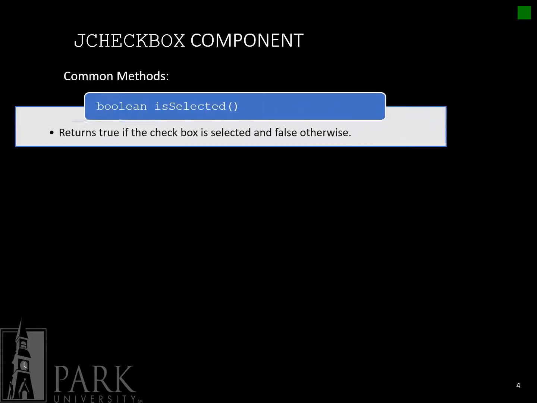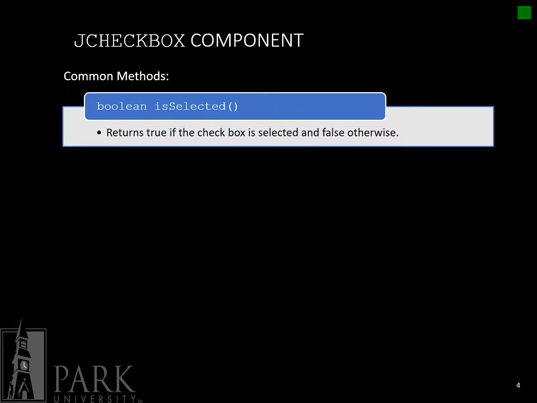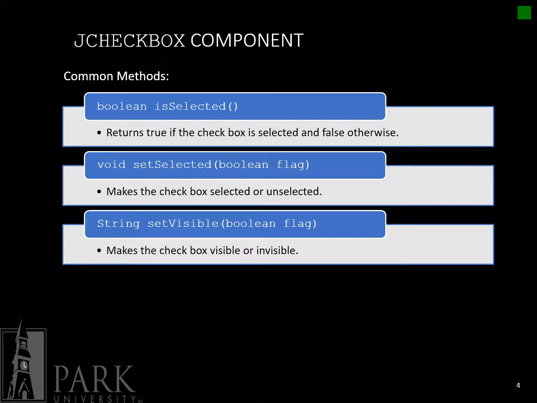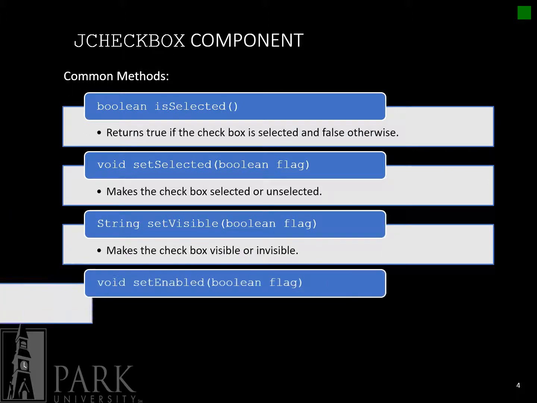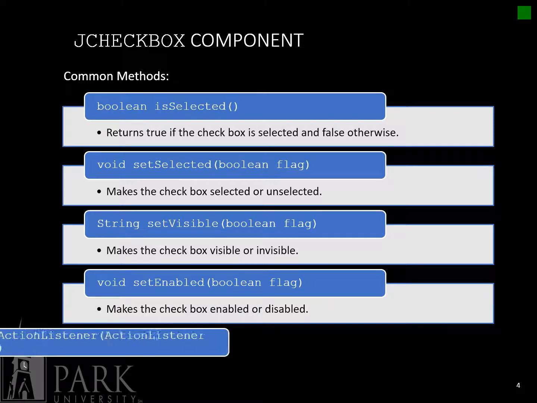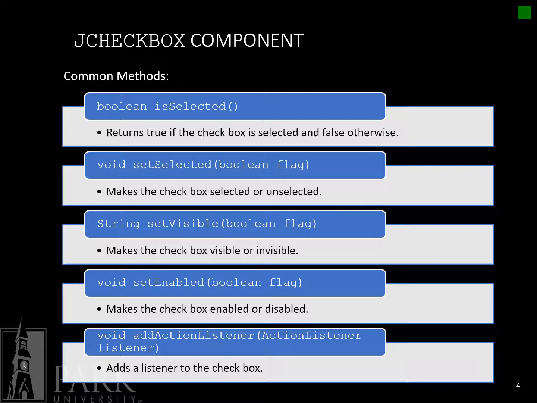And like we've seen before, there are a lot of common methods that are used, so let's go ahead and take a look at those. isSelected will tell you if the checkbox is selected or not. setSelected will actually check it or uncheck it. setVisible sets the visibility. setEnabled: can the user actually click on it? isEnabled, right? And then finally, we can add an action listener, so when you click on the box, it will do something besides check the box, right?